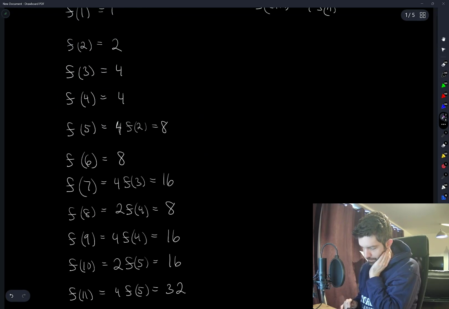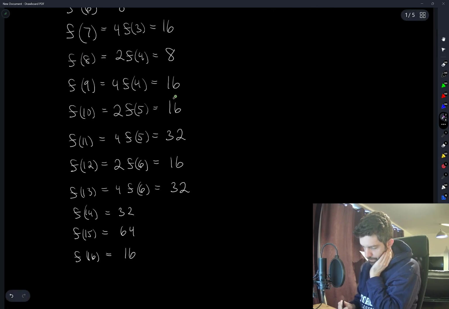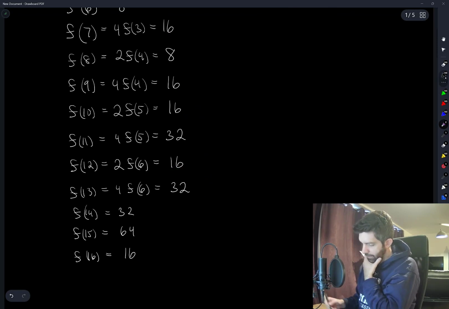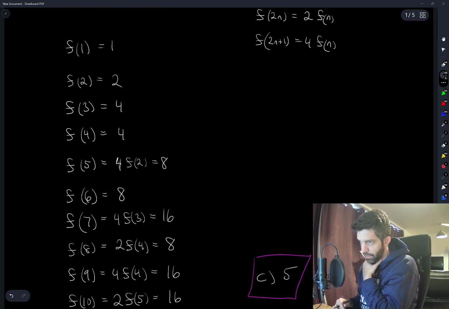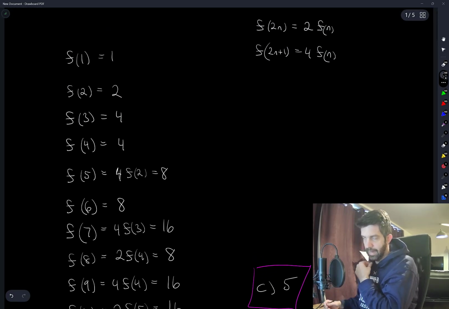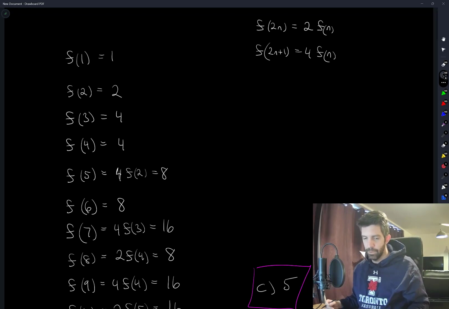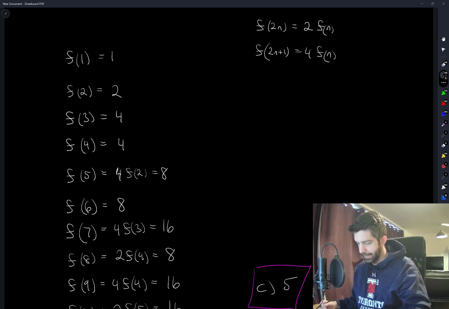So how many values of 16 do we have here? 1, 2, 3, 4, 5. So I guess the answer is C, 5. There's probably a much more elegant way of doing this. Even though my first instinct was to start computing these, I also didn't think that was going to be the most elegant way of doing it. I was hoping to see some kind of pattern after doing this for a couple values.